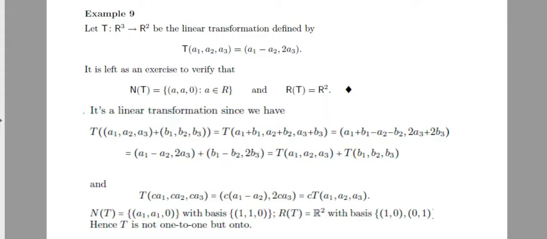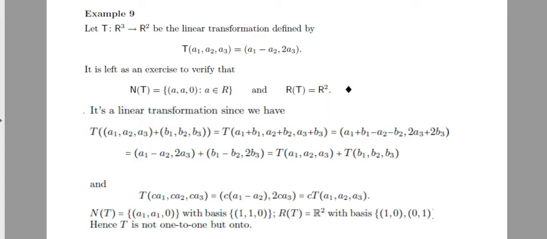Now null space is all those elements in R cube which are mapped to 0. That is, A1 minus A2 is 0 and 2A3 is 0. So if A1 minus A2 is 0, we get A1 is equal to A2 and A3 is 0. So we get the null space as this set {(a, a, 0)}, and next we find the range space.